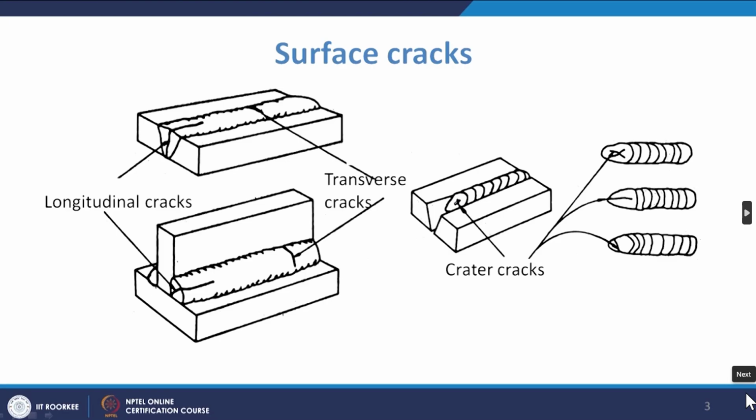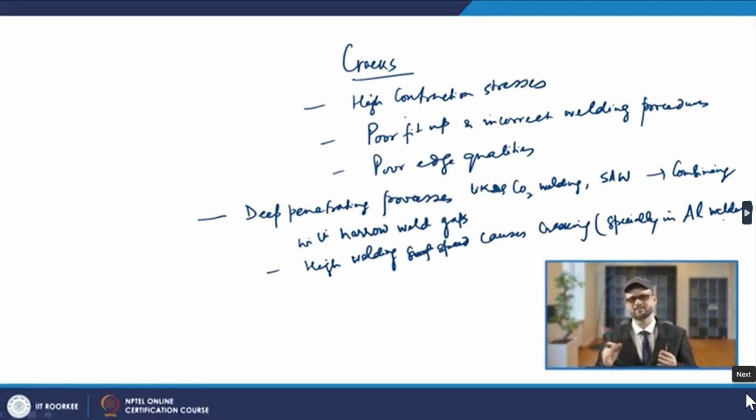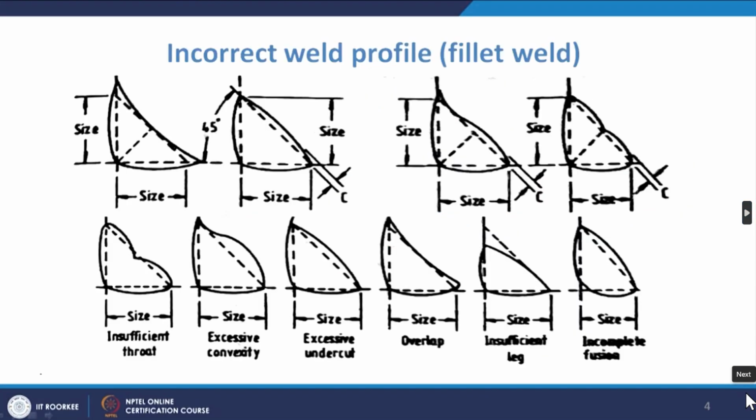These are some of the crack defects and how they look. Cracks are due to a high concentration of stresses. Because of the high concentration of stress, we will see cracks. Poor fit-up and incorrect welding process parameters also result in cracks, as do poor edge quality and deeper penetration. All of this results in cracks.